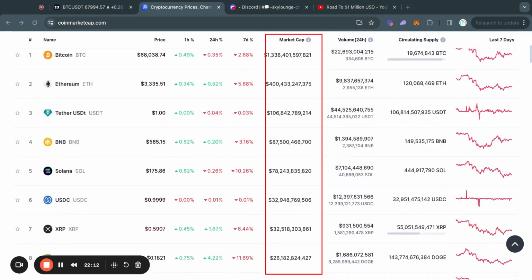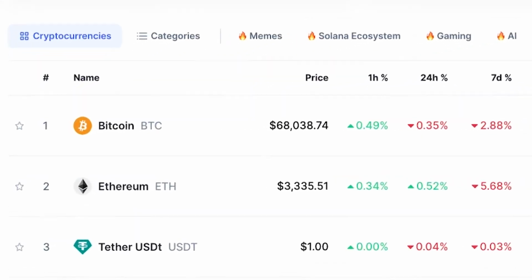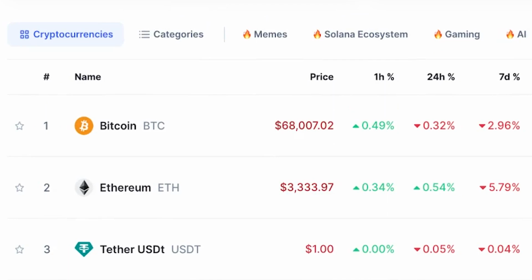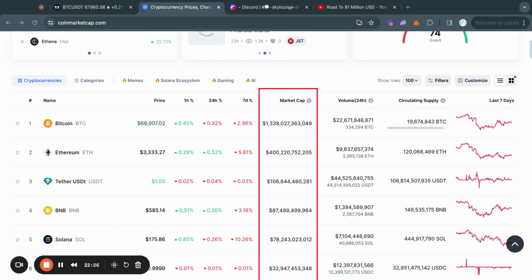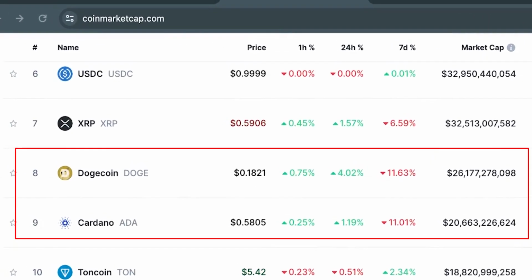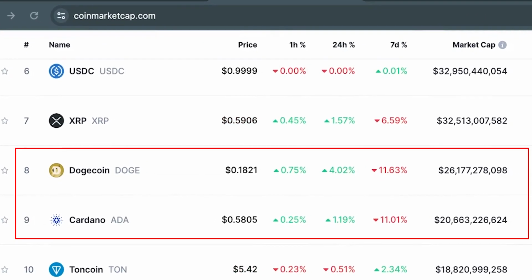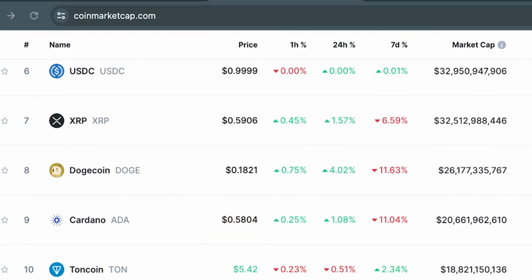So it's not like the Bitcoin price is, as you can see right here, $68,000, and eventually all these other coins can reach the same price target, because it all has to do with market cap and not necessarily with the price itself. For example, here you can see Dogecoin, and then below that you see Cardano. And you can see that Cardano right now is 58 cents. However, the market cap is $20 billion.